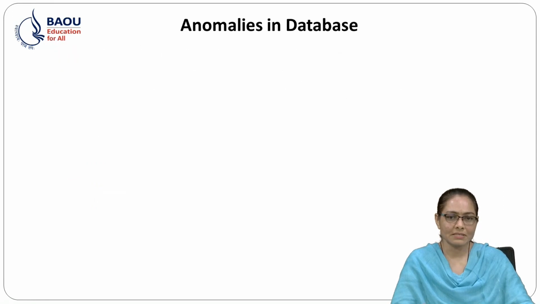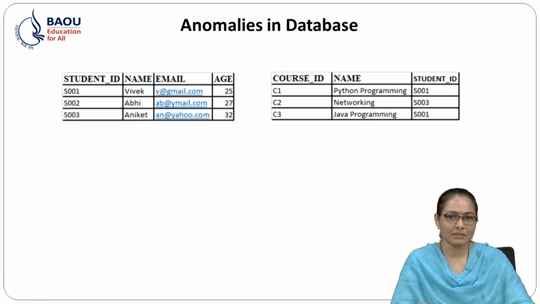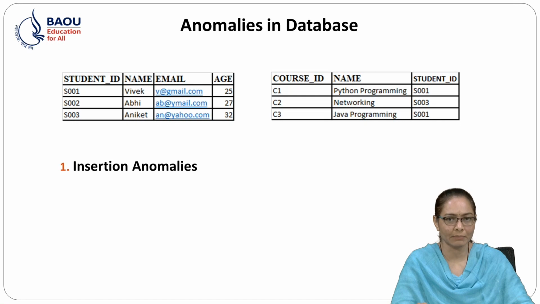Now let us look at the anomalies in a database. Consider two entities, student and course. Student ID is a primary key in a student table and foreign key in a course table. Now first one is the insertion anomalies. What do you mean by insertion anomalies? If the record is inserted in a referencing attribute and the corresponding value is not present in the primary table, it will result in an insertion anomaly.